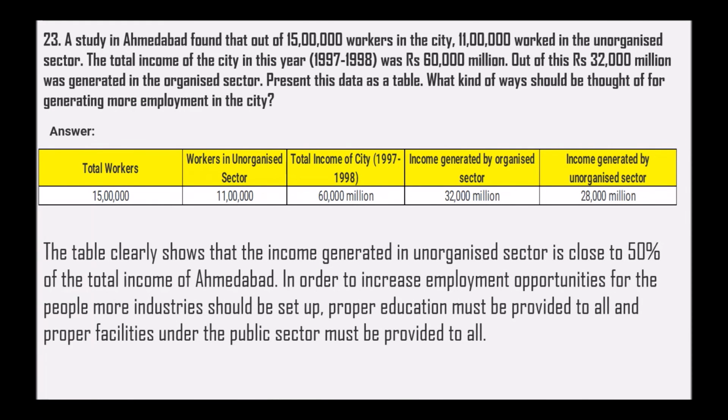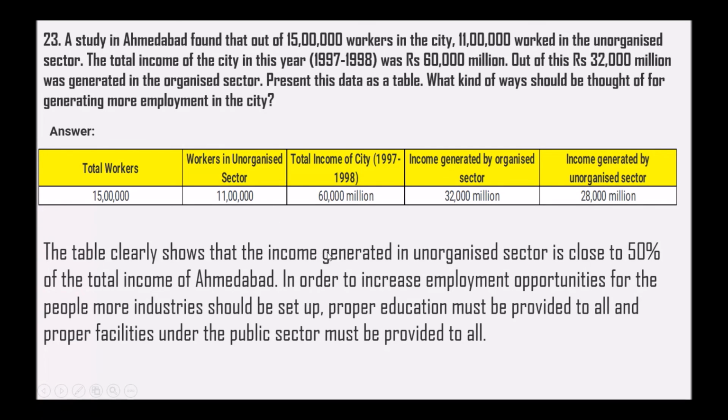Next, a study in Ahmedabad found that out of 15 lakh workers in the city, 11 lakhs work in the unorganized sector. The total income of the city in this year was rupees 60,000 million. Out of this, rupees 32,000 million was generated in the organized sector. Present this data as a table. As a table, what kind of ways should be thought of for generating more employment in the city?